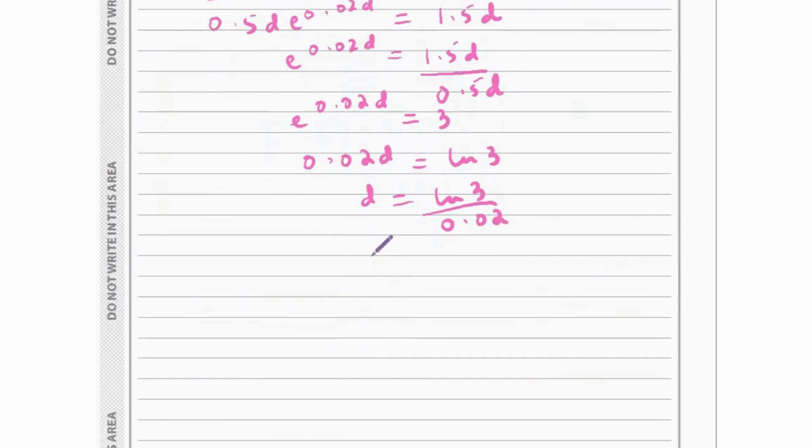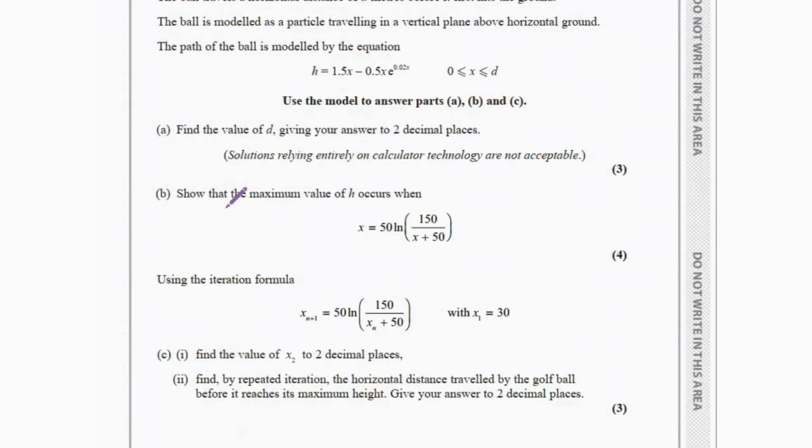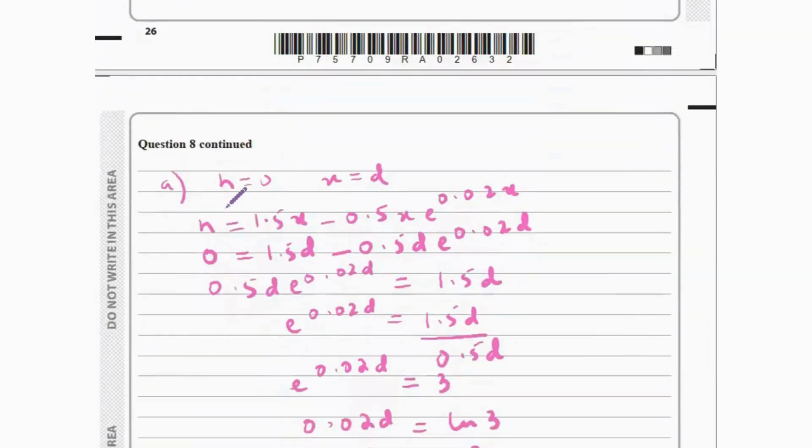And that gives a value of 54.93. Then part B says show that the maximum value of h occurs when x is 50 ln of 150 over x plus 50. So for that, we differentiate our h equation.